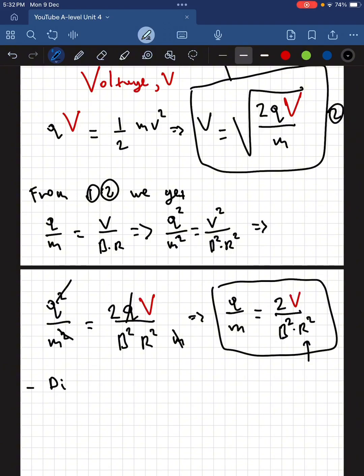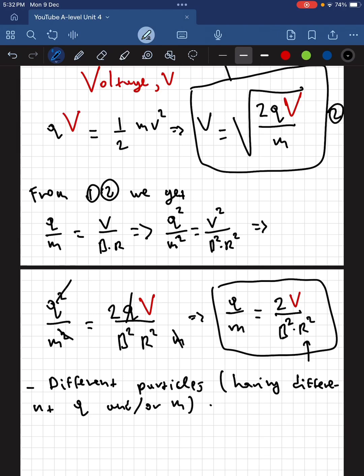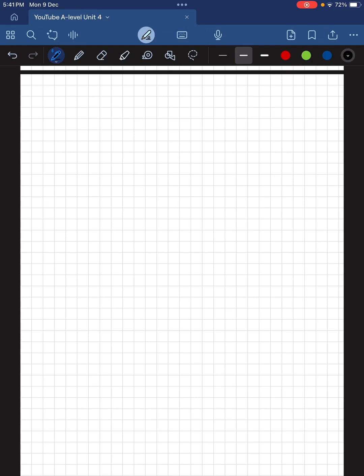So I'm going to write this down. Different particles. And what do you mean by different? Having different Q and/or M will undergo circular motion with different radius. The next topic is generating electricity.